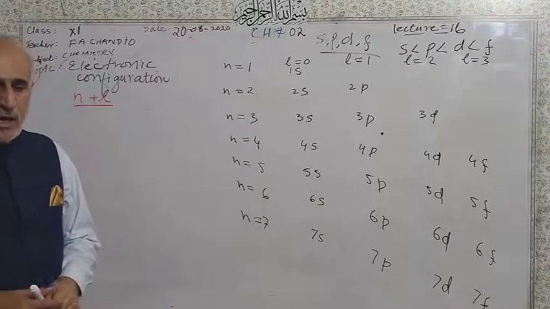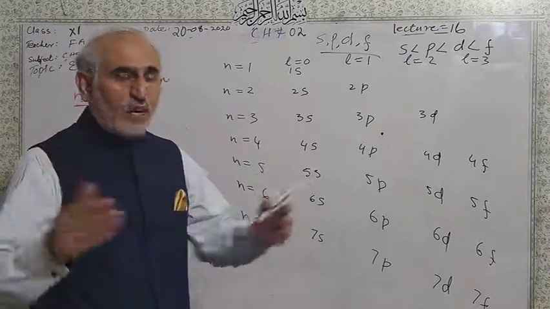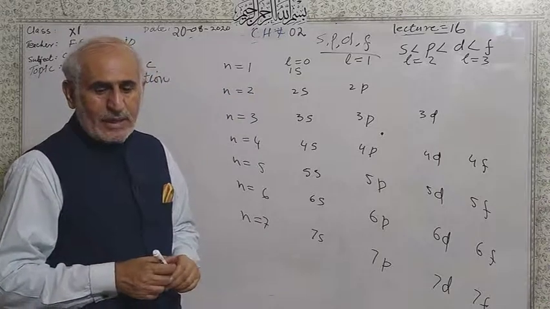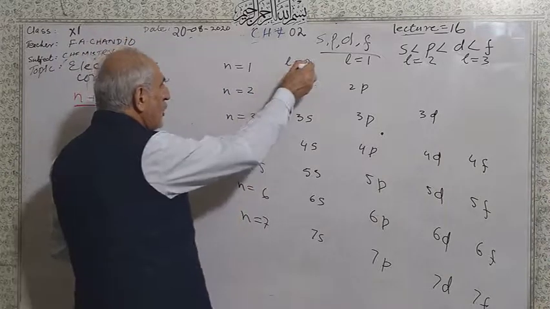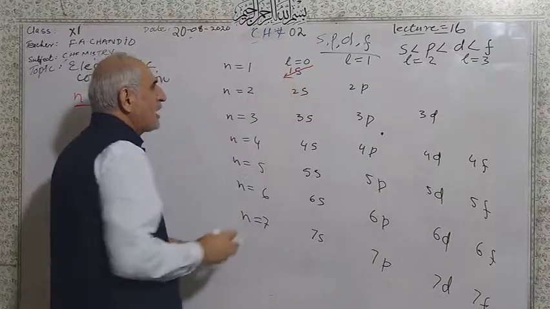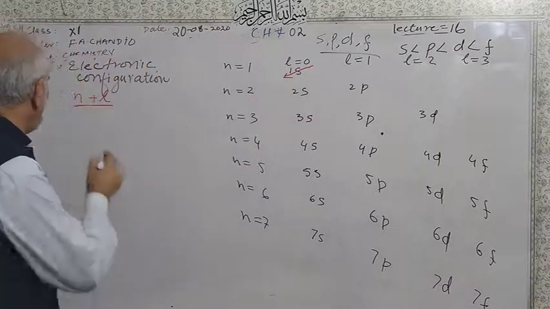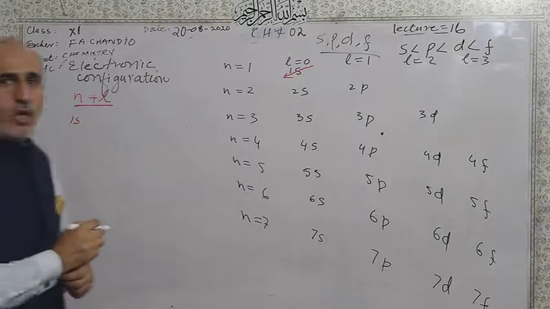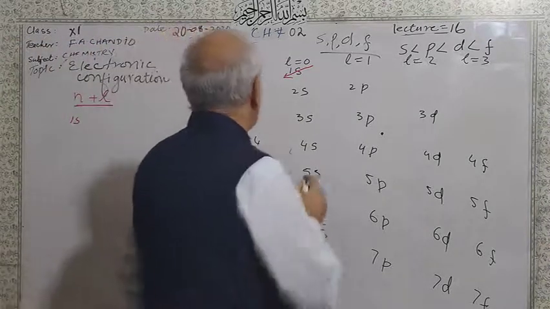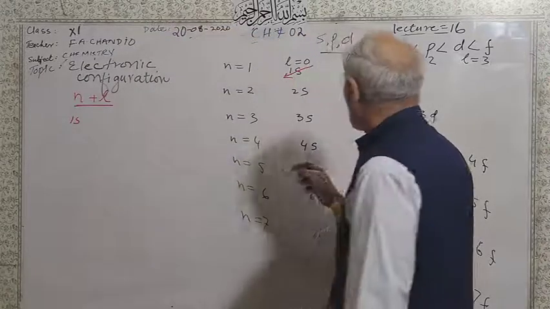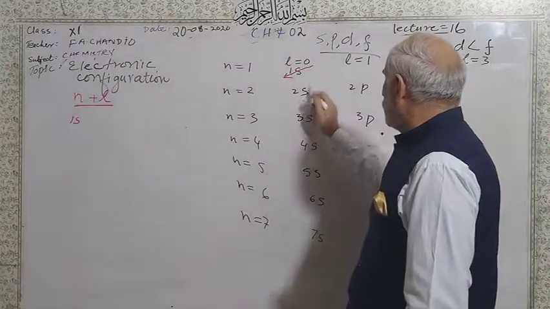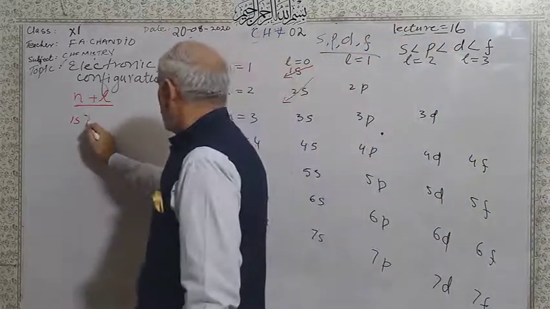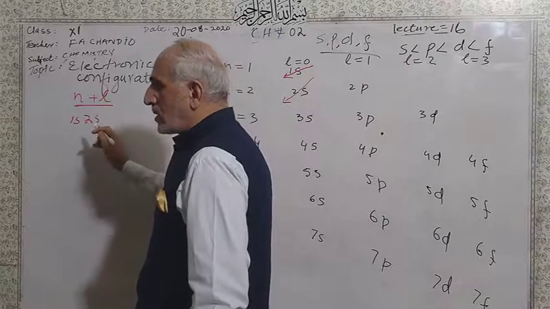Now students, when you are going to start filling, s has the lowest energy. S has the lowest energy, so you must start electronic configuration from the 1s. So this 1s you have to fill first. Lowest energy, I will use this formula also. Then you have to start 1s, then 2s.